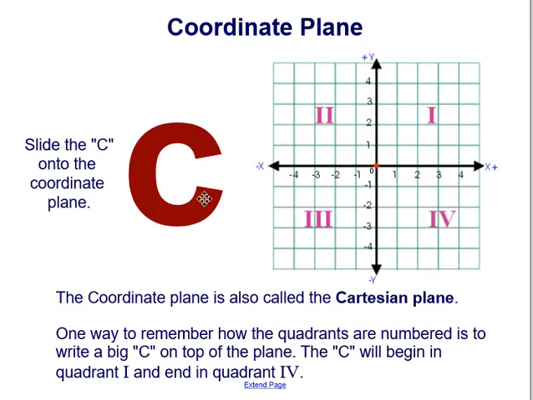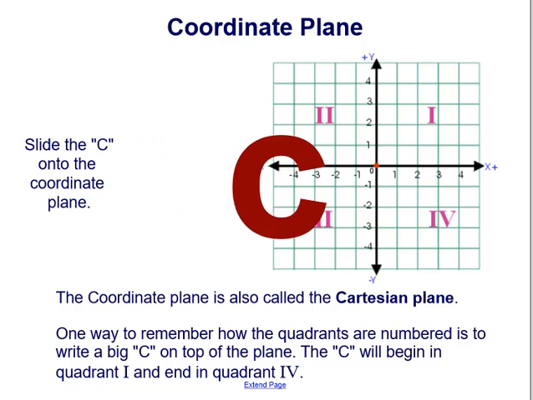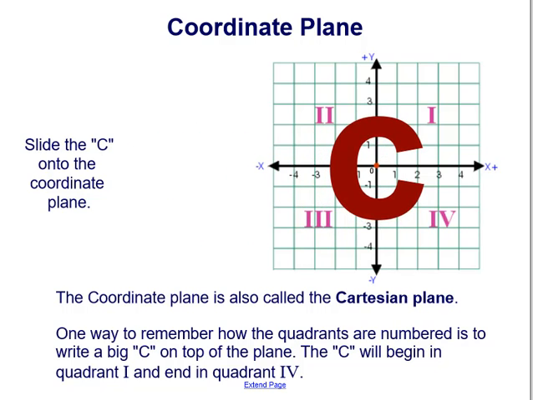So we have our big C here. If we slide it onto the coordinate plane, you'll see if you drew it, it would act the same, that the beginning of the C is in quadrant 1. And as we move counterclockwise, as we draw the C, we then go to 2, 3, and we end up in quadrant 4 with that capital C. So that's a great way to remember.